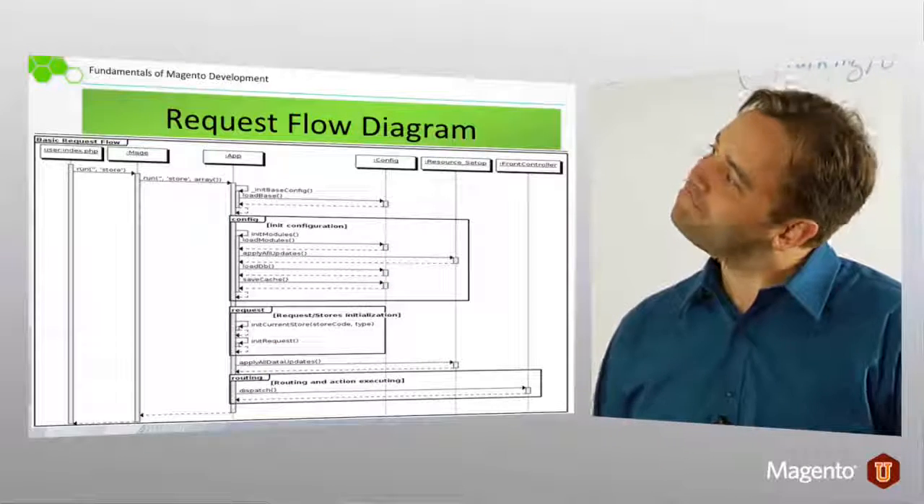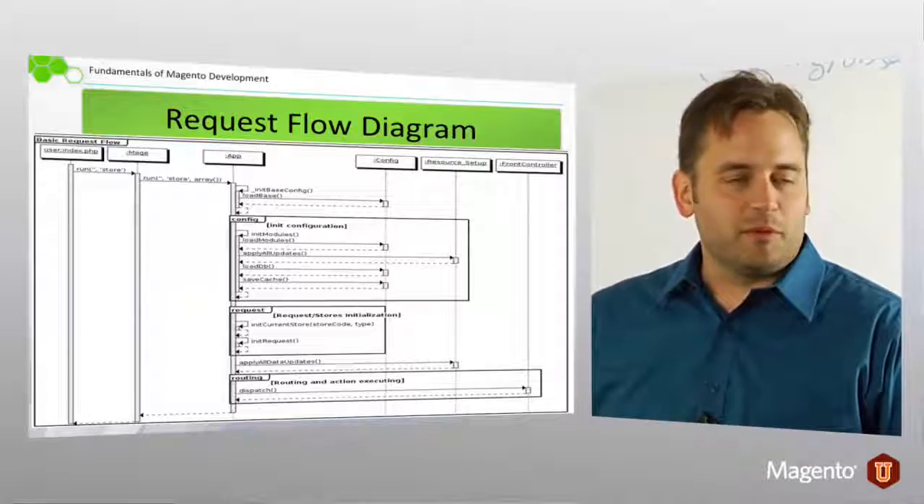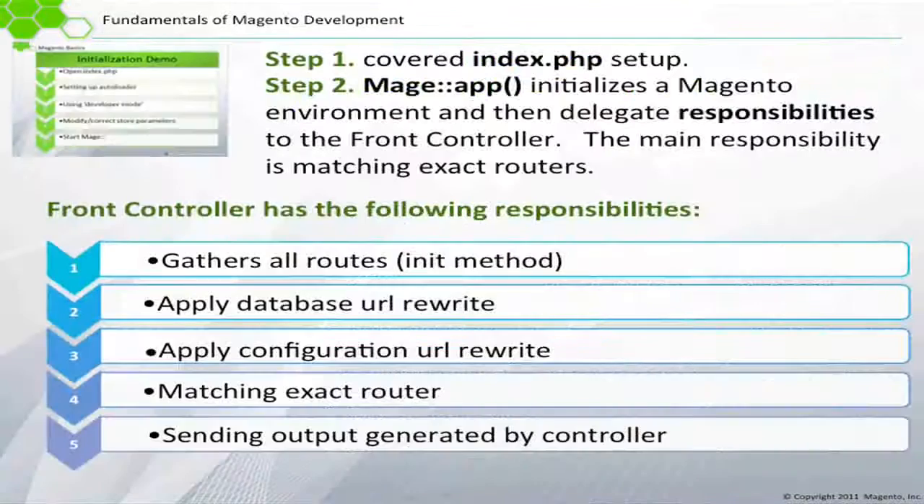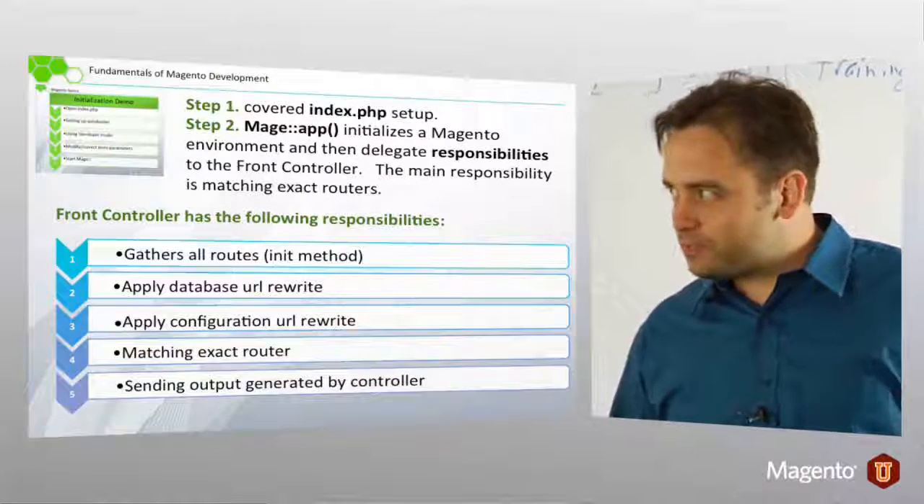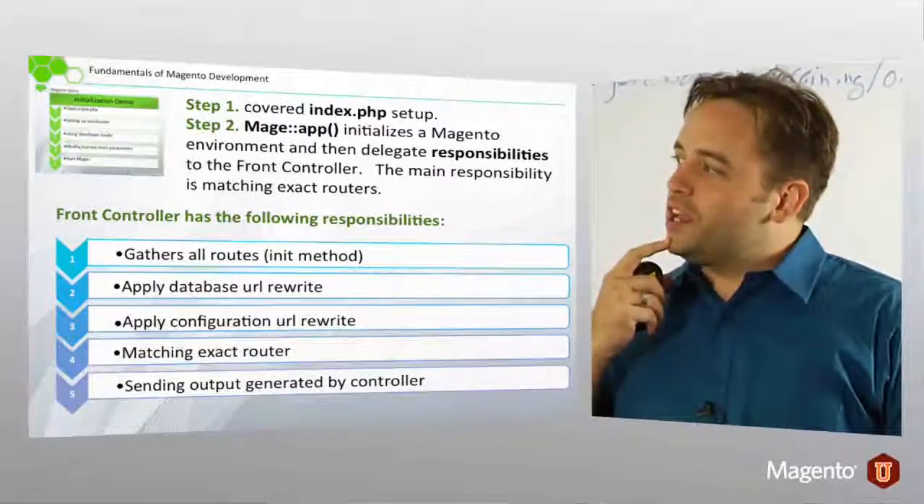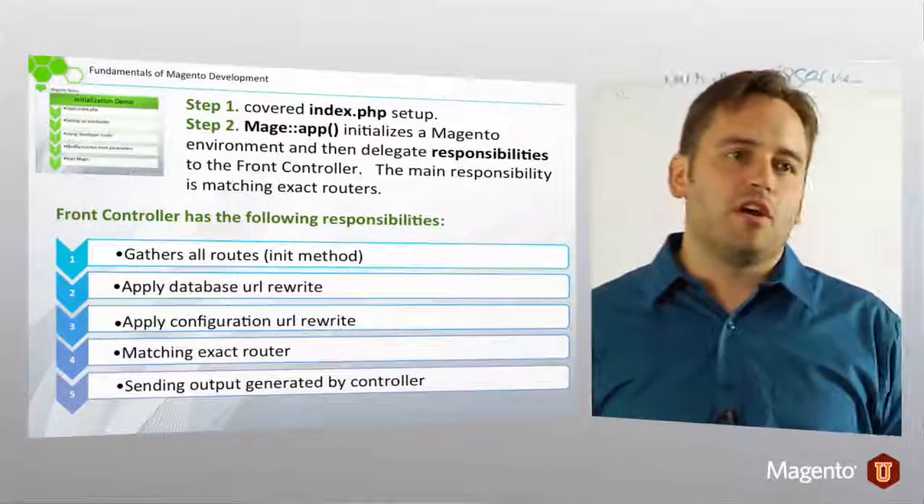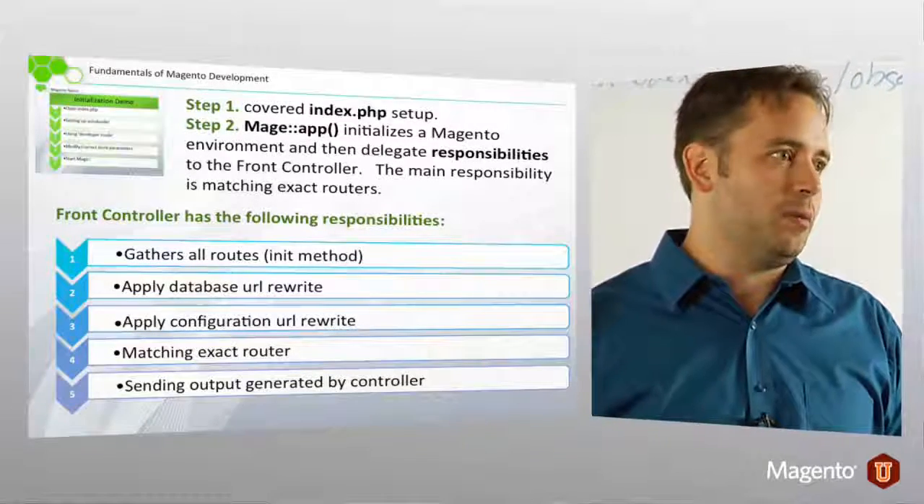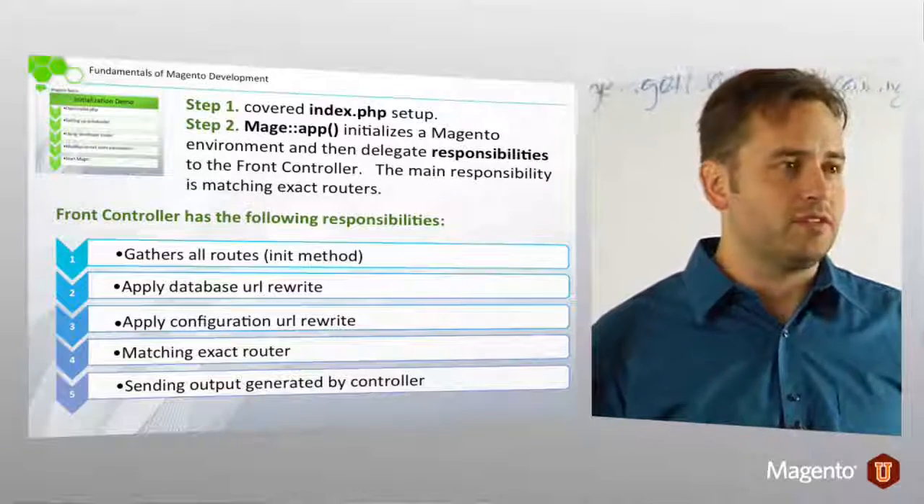All right. You recall this diagram from the previous lesson where we initialize the application and then we get down to routing, which is the responsibility of the front controller. Well, the front controller has 5 areas of responsibility. It gathers routes via its init method. Apply database URL rewrites. So these are the rewrites that are built into the database when you make a category, when you make a product.